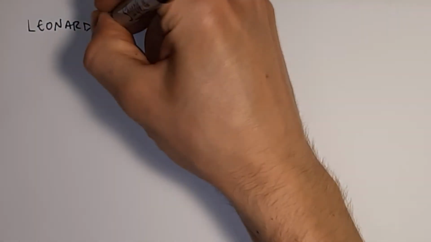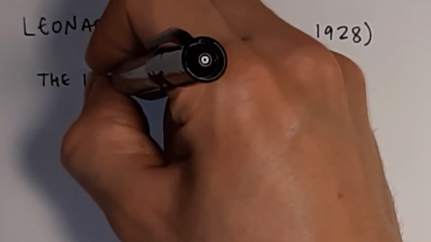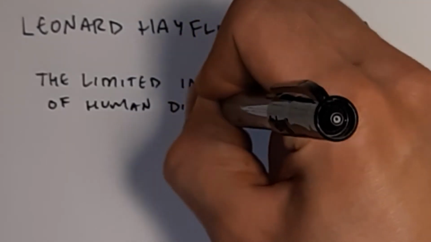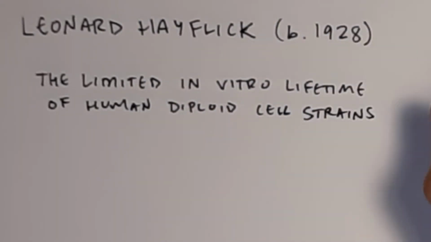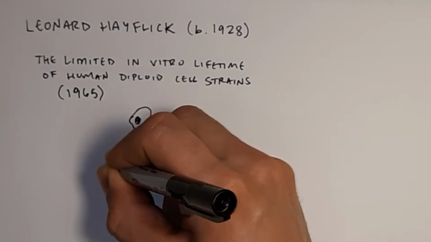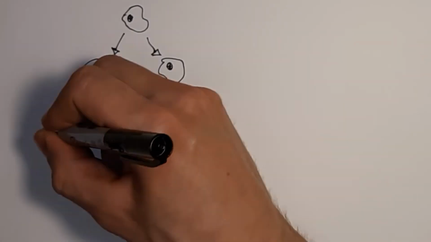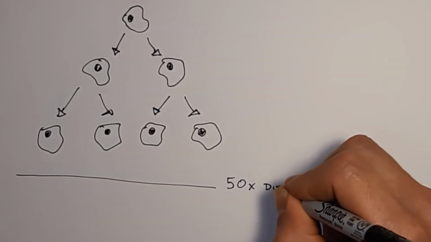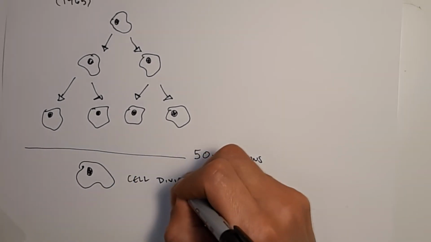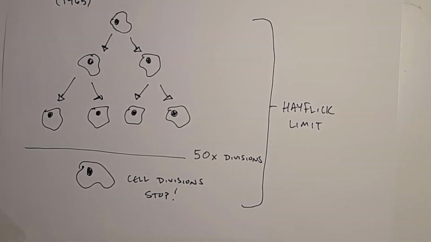Leonard Hayflick was a young biologist in the 1960s who, in his paper titled The Limited In Vitro Lifetime of Human Diploid Cell Strains, challenged the notion that cells could divide indefinitely. In the paper, he outlined evidence that human fibroblasts in culture could only divide a maximum of 50 cell divisions, after which time cell division ceased to occur and cells died, a phenomenon later known as the Hayflick limit.